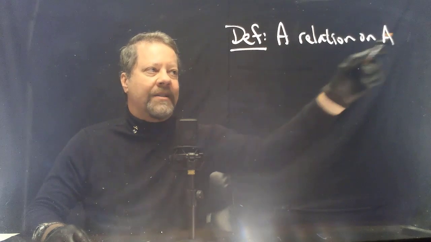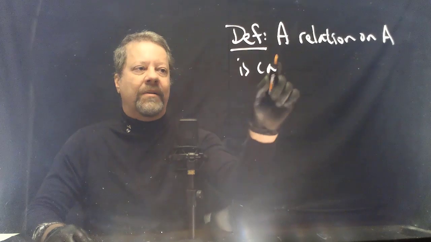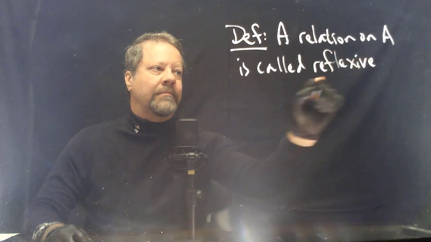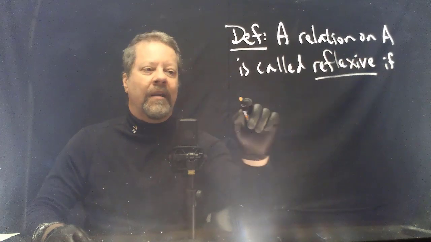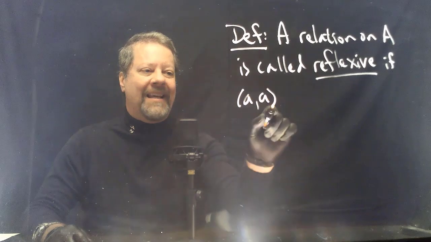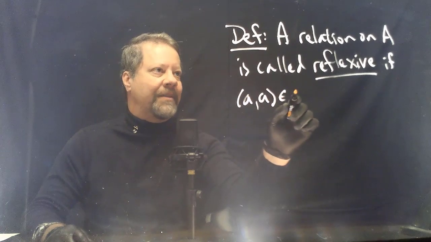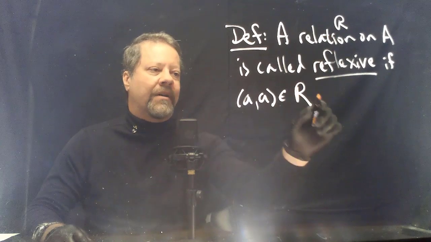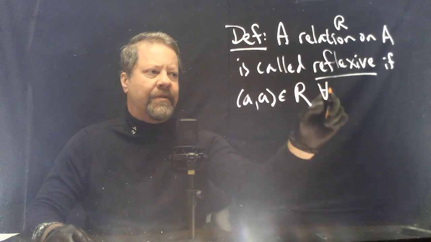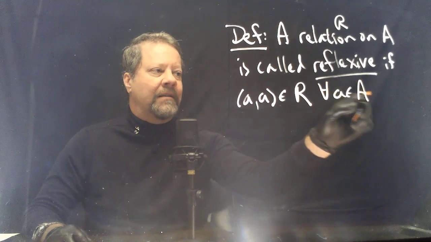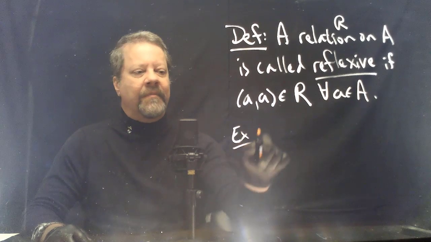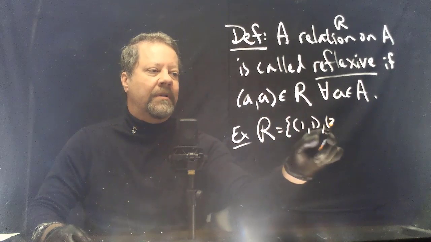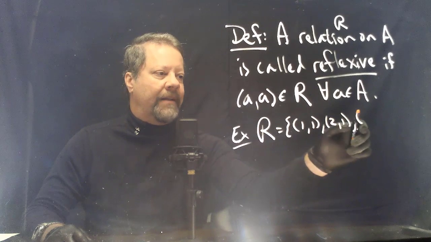A relation on a set A is called reflexive if the point (a, a) is an element of the relation. Let's call this relation R. And this is true for all a in this set. So for example, suppose my relation is {(1, 1), (2, 1), (1, 2)}.